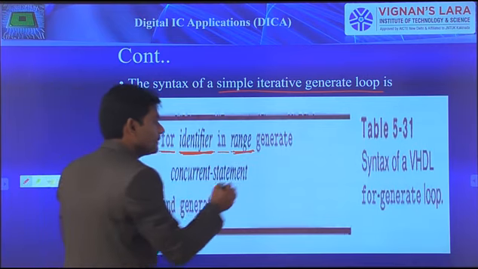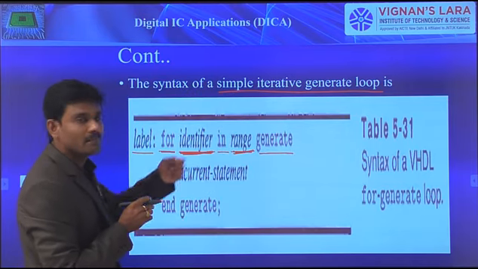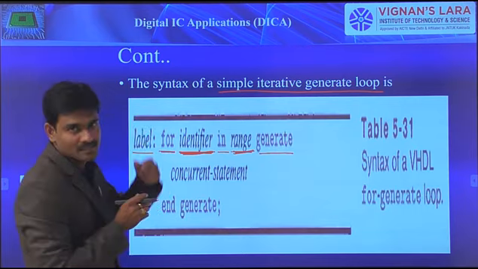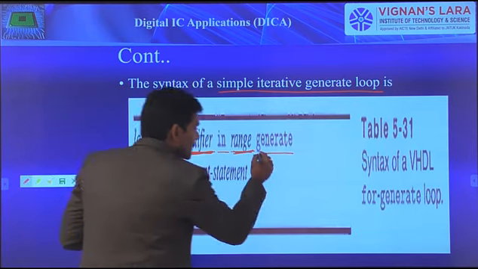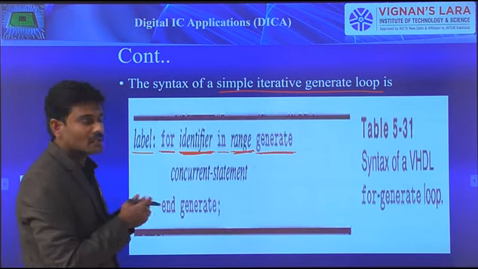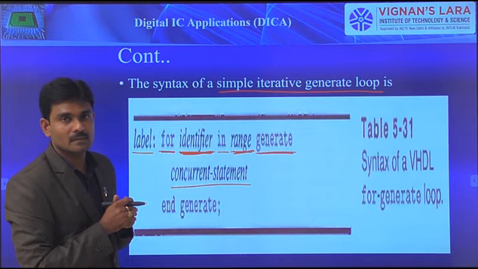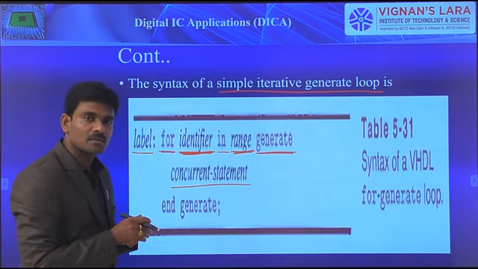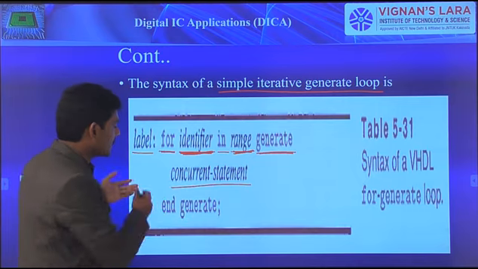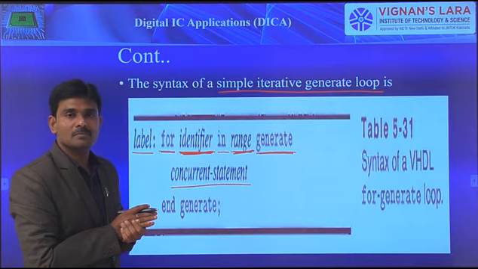Then generate is a keyword. That's the main one, because this is what we call the generate statement. After the generate keyword, we are supposed to write the concurrent statements. However many concurrent statements you need to execute, that many you can write. Here I mentioned only one concurrent statement, so only one statement is realized here.